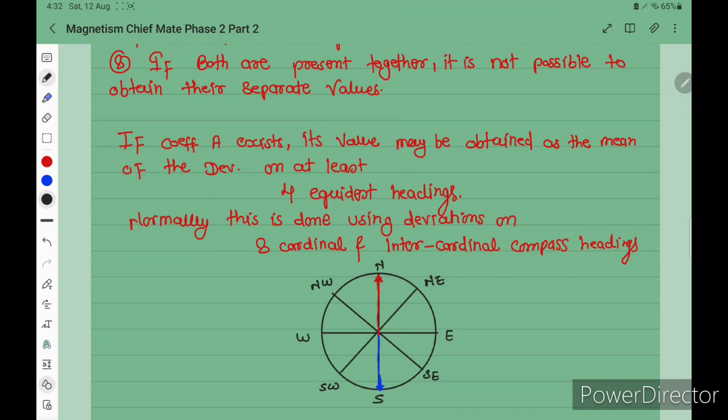If coefficient A exists, the value may be obtained as a mean of the deviations on at least four equivalent headings. Normally this is done using deviations on the 8 cardinal and intercardinal compass headings. So 4 cardinal plus 4 intercardinal, a total of 8 headings.